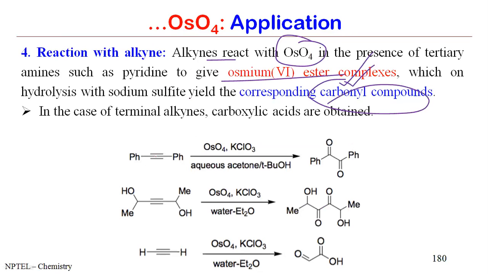So here you can see if we have this alkyne, then we are getting a 1,2-dicarbonyl compound. Here this is alkyne, then we are getting a 1,2-dicarbonyl compound. So this is a terminal alkyne, and in this case we are getting carboxylic acid. Of course, one will be a carbonyl, one will be the carboxylic acid.